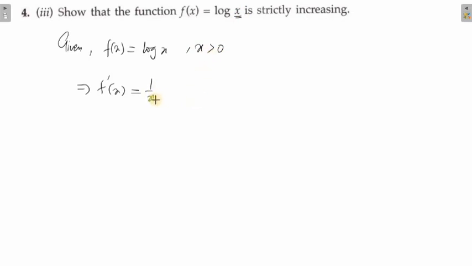Now, as I told you, if x is greater than 0, then what happens to 1 by x? This is also always greater than 0. It cannot be negative and it cannot be 0 also. So it means that f dash of x is greater than 0. So therefore, again f is strictly increasing. Okay, so you may pause the video and note down your solution.